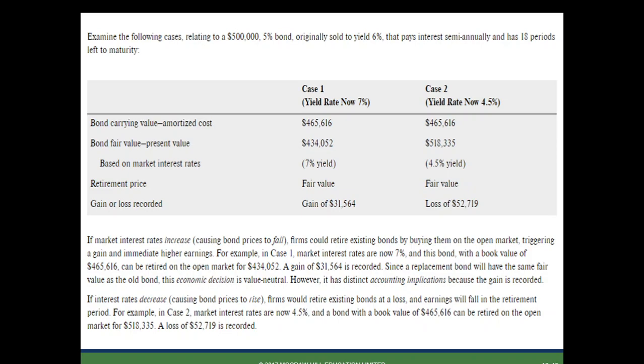If interest rates decrease, causing the bond price to rise, firms would retire existing bonds at a loss. So earnings will fall in that retirement period. So we see this with case 2, with that market rate falling to 4.5%.